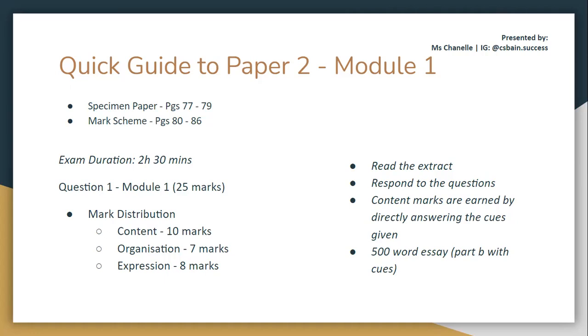All right. So here are some tips for question one, module one. Read the extract properly.